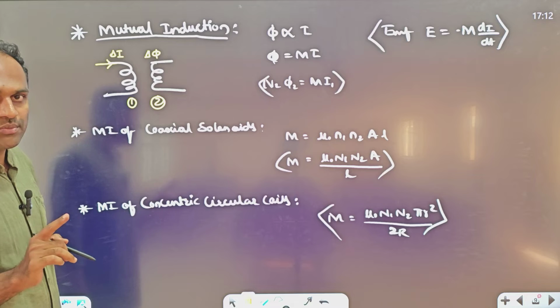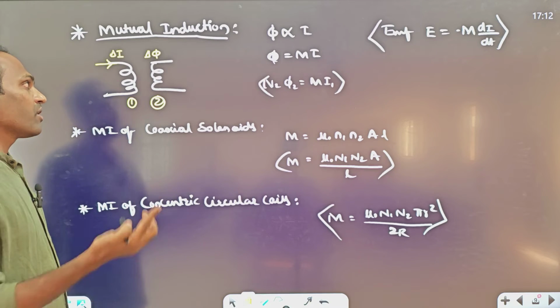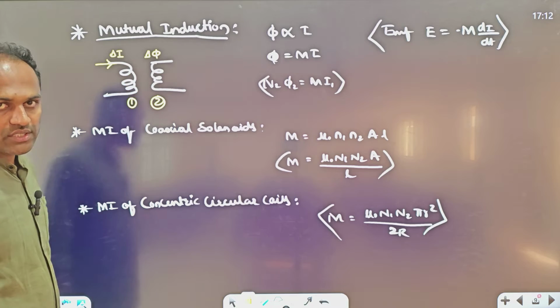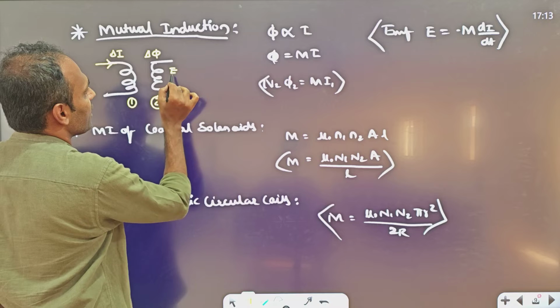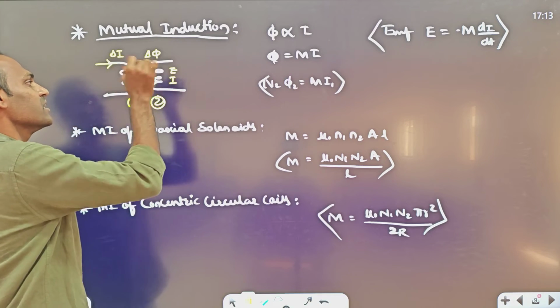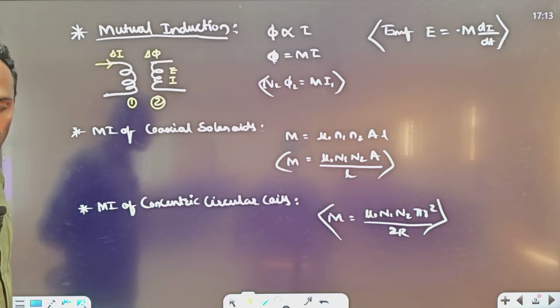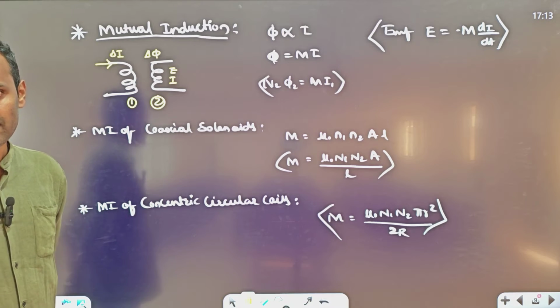We are not passing current in the second coil. We pass current in the first coil, and we change that current. Because of that, the second coil will change its flux. Since the flux of the second coil is changing, an EMF and current will get induced in the second coil. Right? So this EMF and current which are induced in the second coil is due to mutual induction phenomenon.